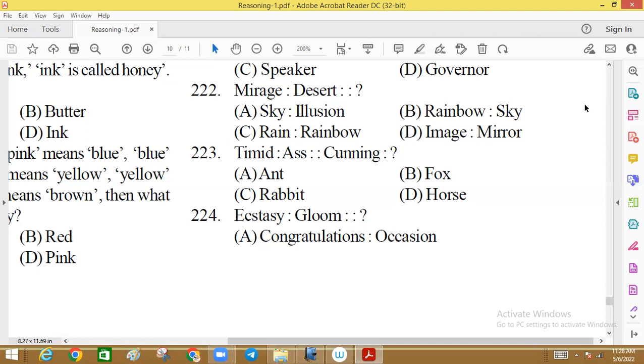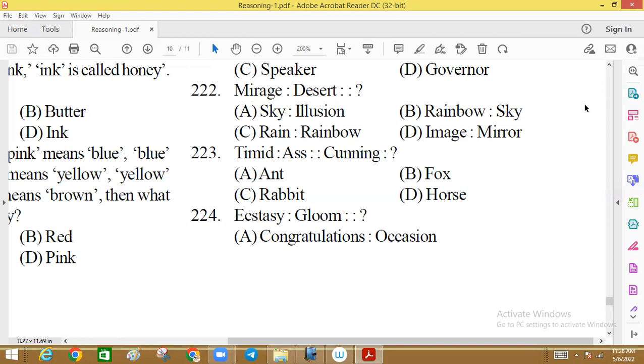Next one, 224. Ecstasy, gloom. What is the relation between ecstasy and gloom? Ecstatic means, for example, the moment you see the result, in the result there is that, okay, you got examiner or preventive officer. So whatever the feeling that you get in your mind, that is called ecstatic. More joy, excitement, whatever word you can give. It's called ecstatic. And what is ecstatic? Means more happiness than normal.